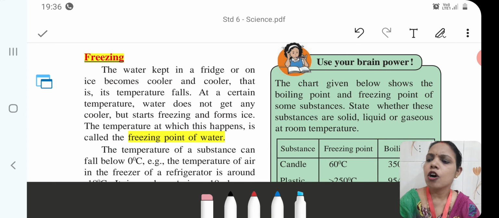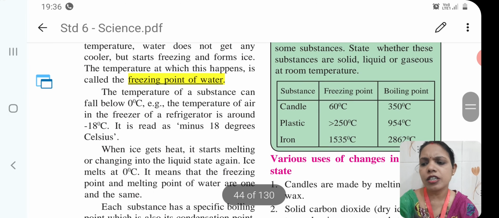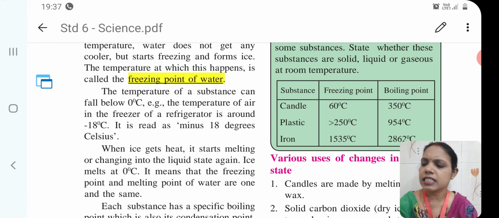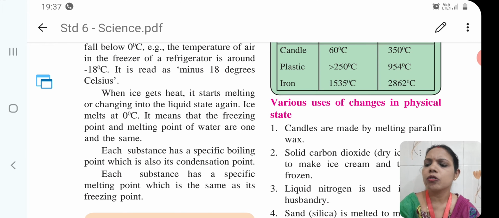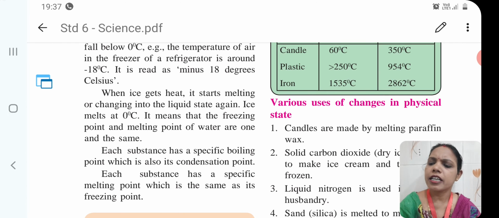The temperature of a substance can fall below 0 degrees Celsius. For example, the temperature of air in the freezer of a refrigerator is around minus 18 degrees Celsius. When ice gets heat, it starts melting, or changing into the liquid state again. This is the change of state of a substance. Ice melts at 0 degrees Celsius. It means that the freezing point and melting point of water are one and the same.